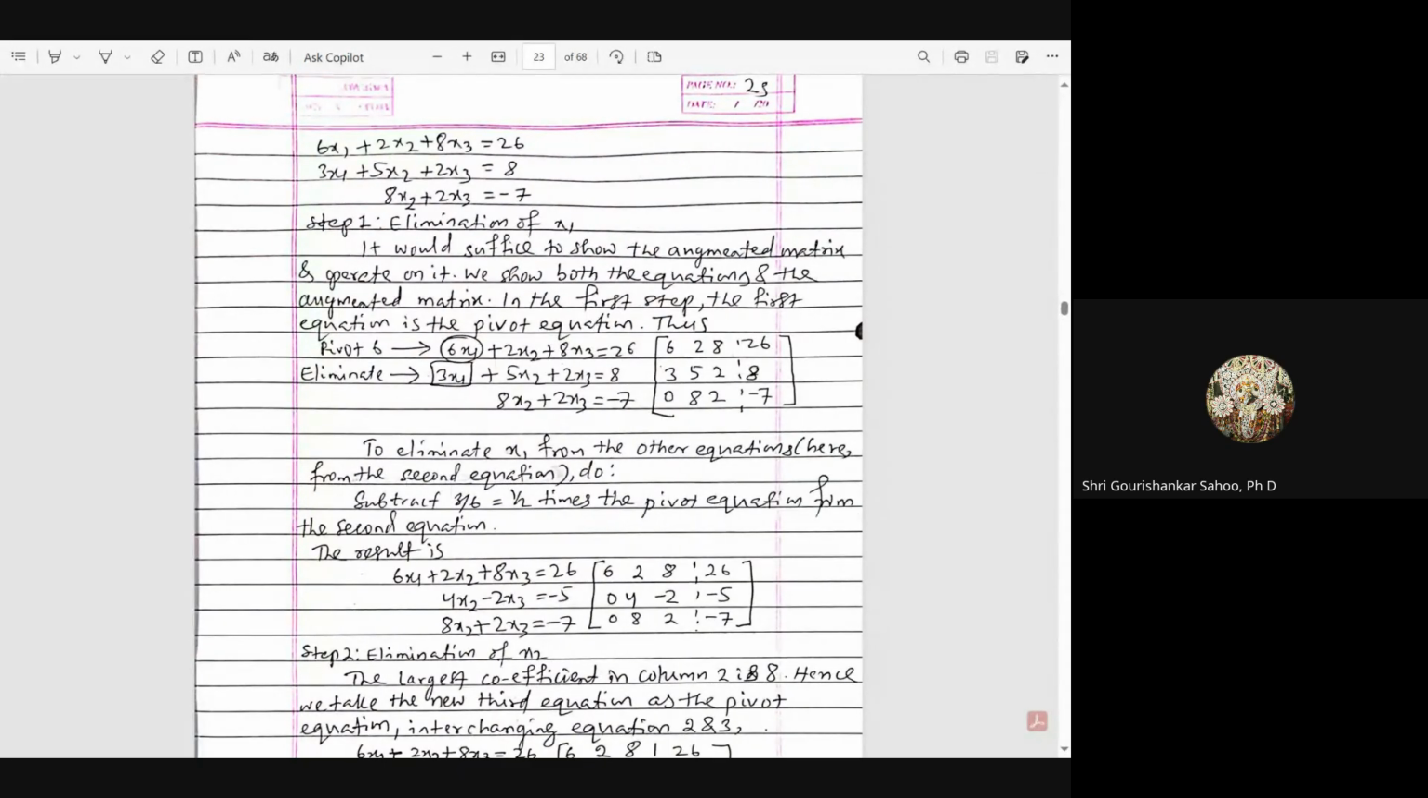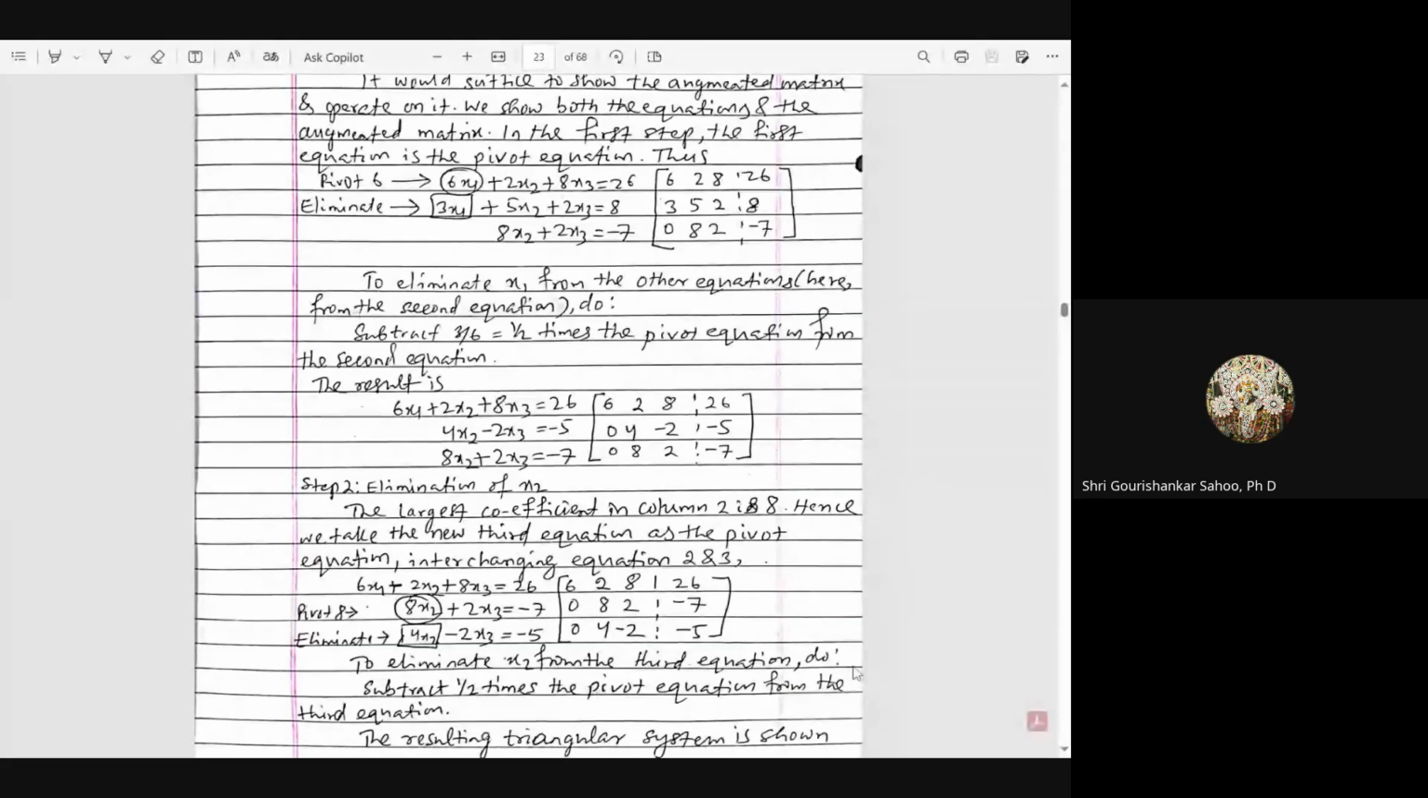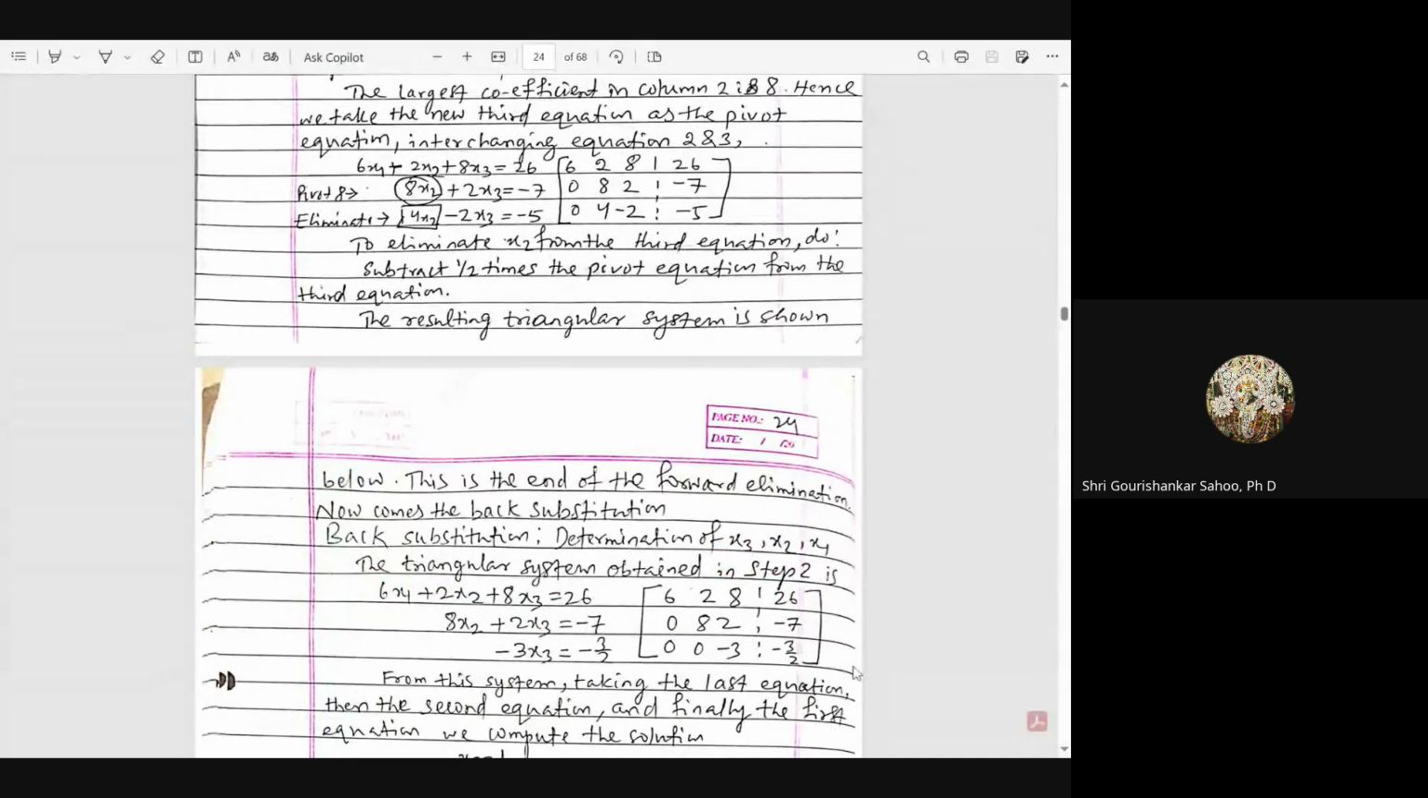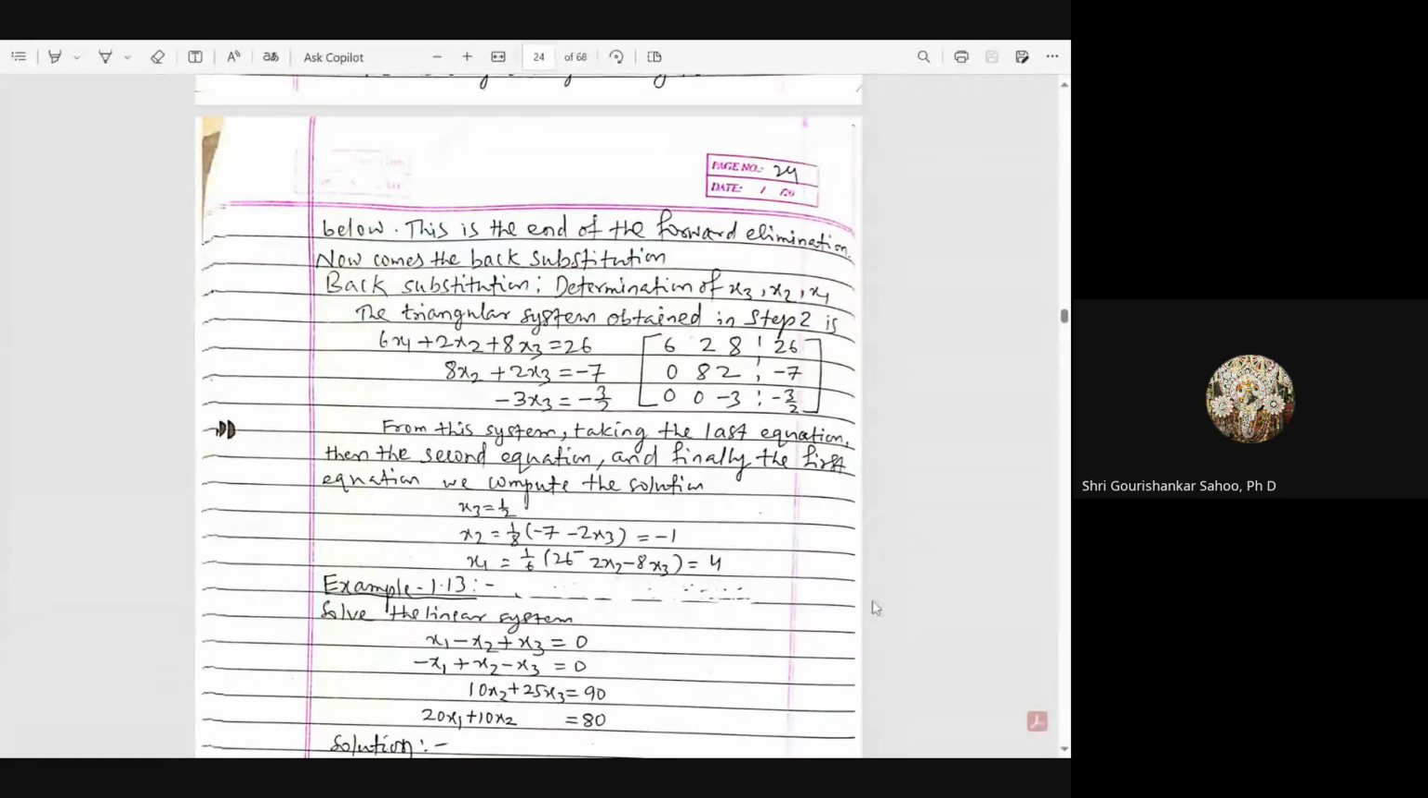Now in the next step, how can you eliminate x2? By interchanging equations 2 and 3. So you will have 6, 2, 8, 26; 0, 8, 2, minus 7; 0, 4, minus 2, minus 5. Just interchange row 2 and row 3. Then eliminate x2 from the third equation by subtracting half times the pivot equation from the third equation. The resulting triangular system is 6, 2, 8, 26; 0, 8, 2, minus 7; 0, 0, minus 3, minus 3 by 2. Now it is in triangular form.